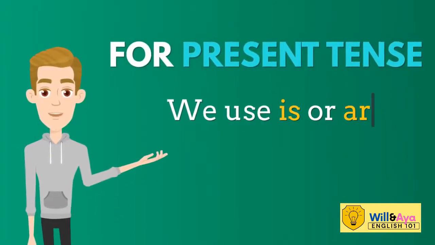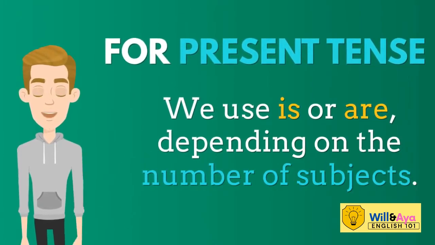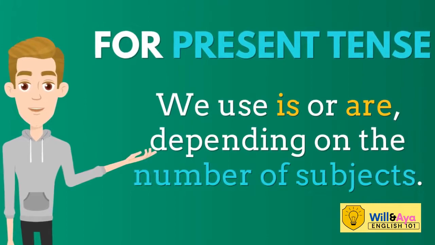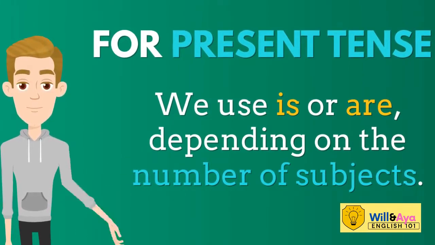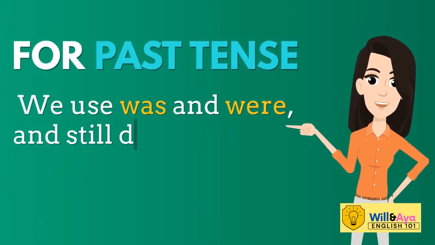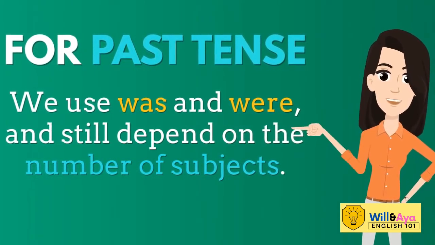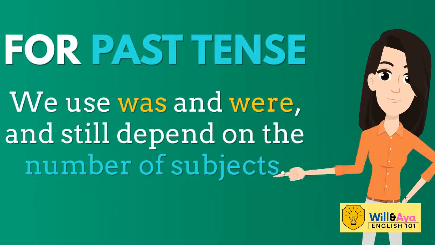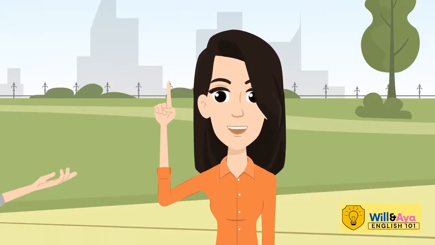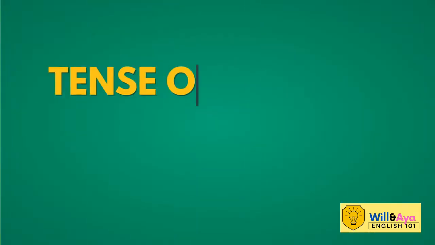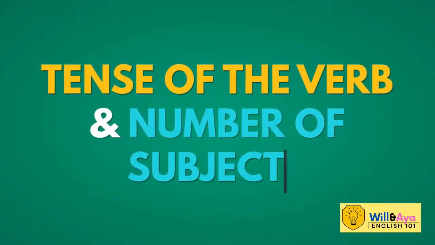For the present tense, we use is or are, depending on the number of subjects. For past tense, we use was and were, and still depend on the number of subjects. Thus, aside from knowing what tense of the verb to use, we also have to check the number of subjects in a sentence.